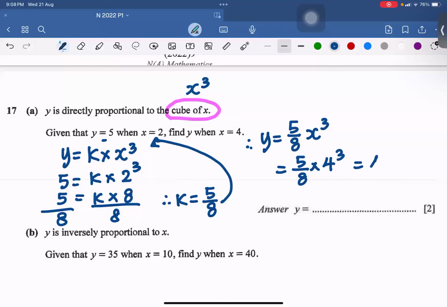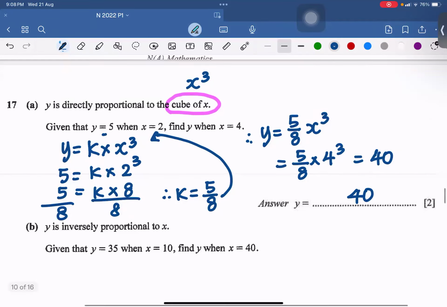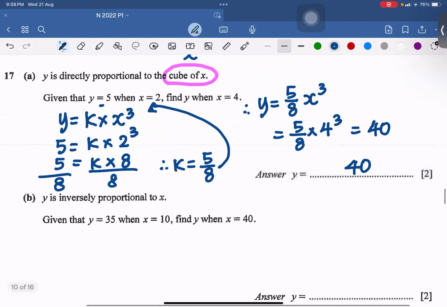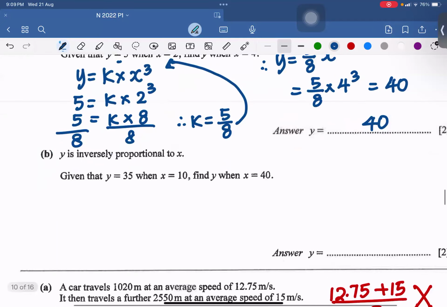40. Have you gotten the concept? Okay, you see they can set such basic simple questions, right? So this kind of question must score. Inversely proportional. K times or K divide? K divide. They only say proportional to x, right? So just divide by x, nothing special. Y equals 35, K over 10.